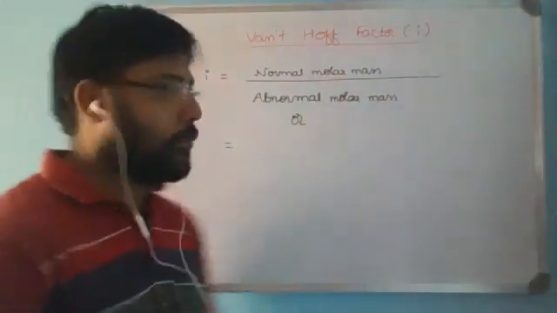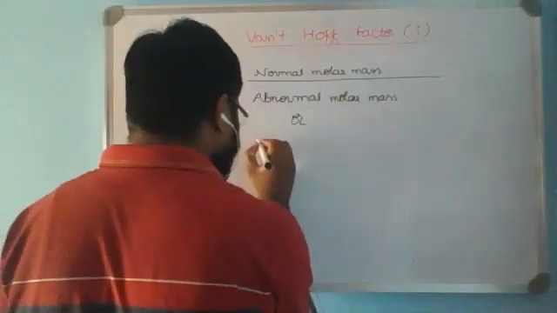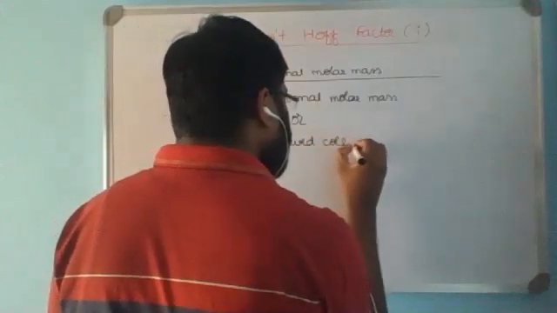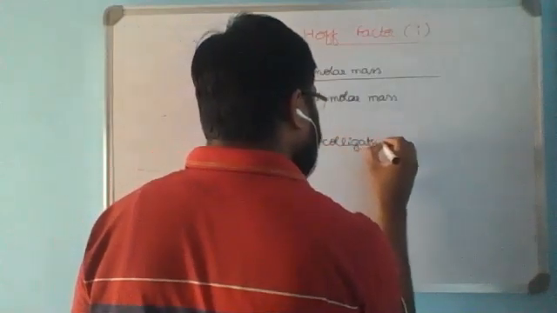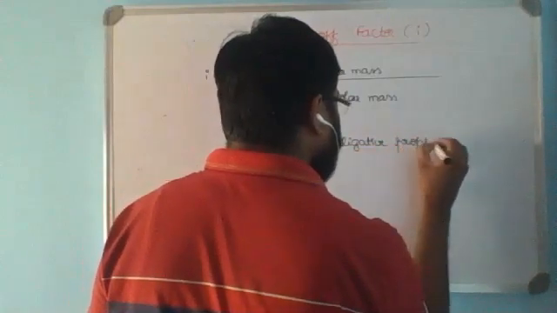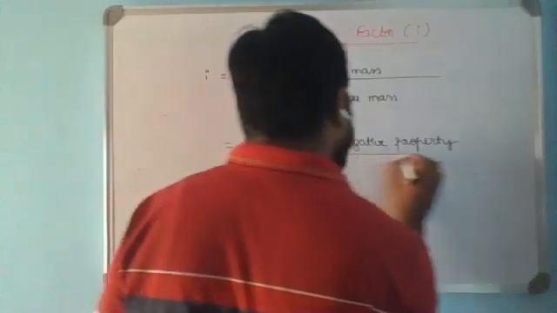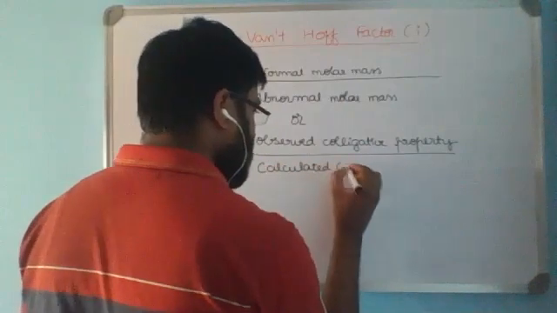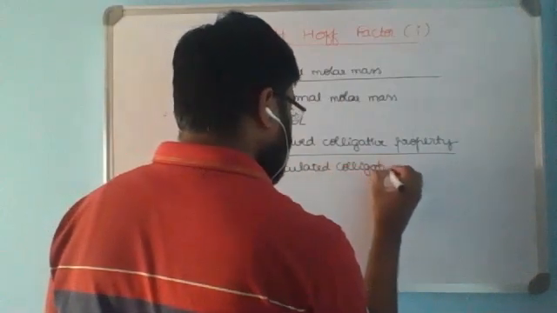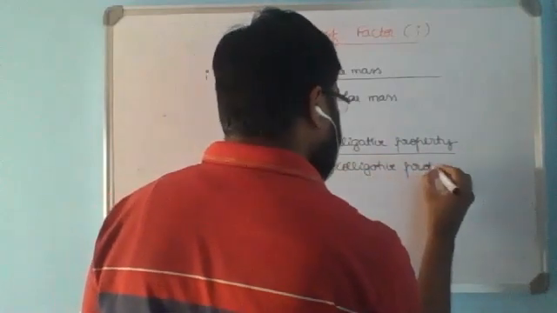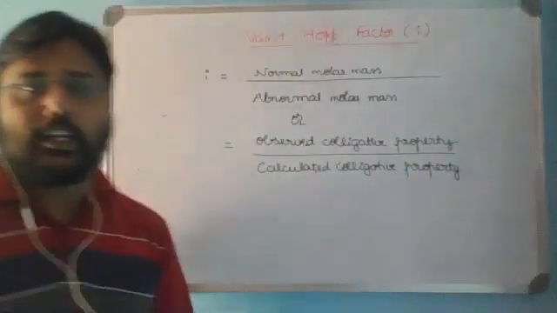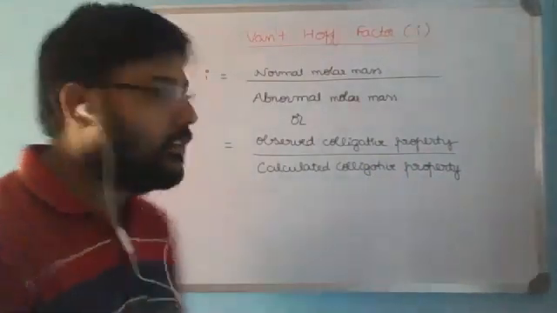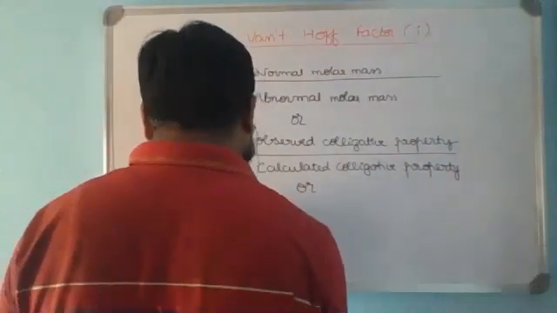If we relate with the colligative property, Van 't Hoff factor can be defined as observed colligative property divided by calculated colligative property. Observed colligative property divided by calculated colligative property. It can also be defined in one more way, which is more helpful in the calculation of i.